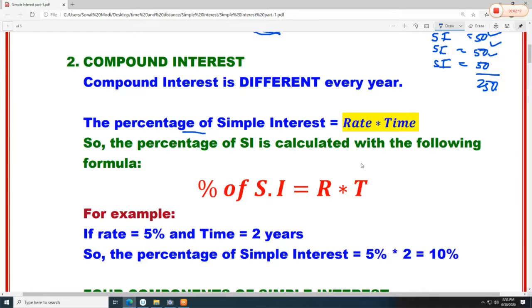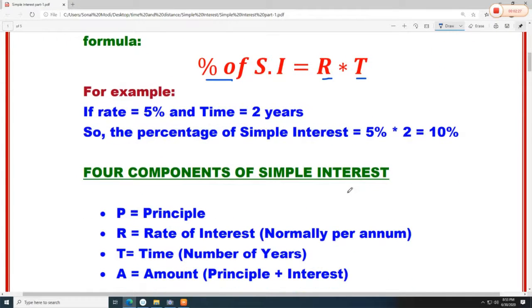So the percentage of simple interest is calculated with the following formula. Percentage of simple interest is equal to rate into time. For example, the rate is 5% and time is 2 years. So the percentage of simple interest is equal to 5%, and this is 2 years, so multiply by 2. So the percentage of total interest, simple interest, is 10%.